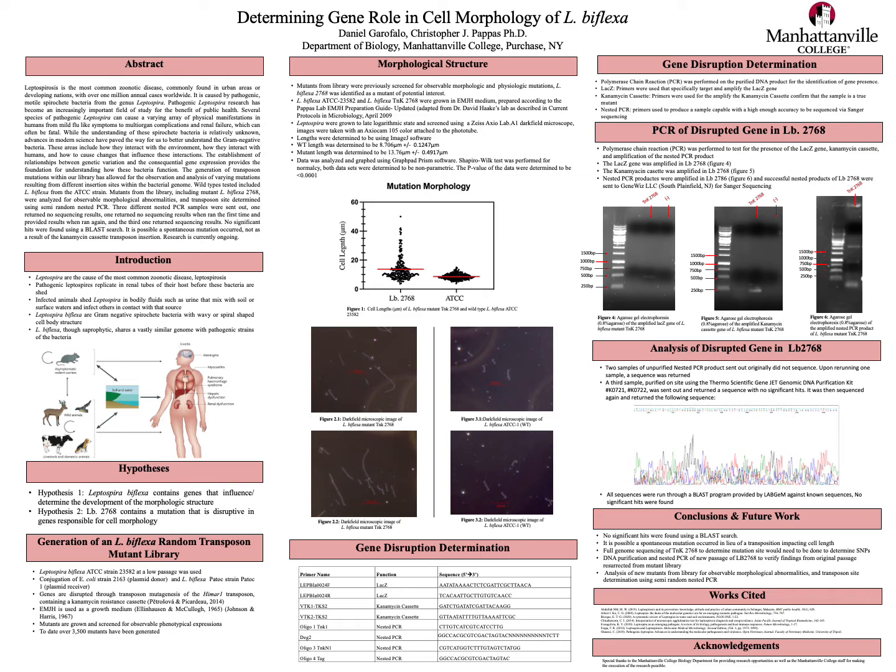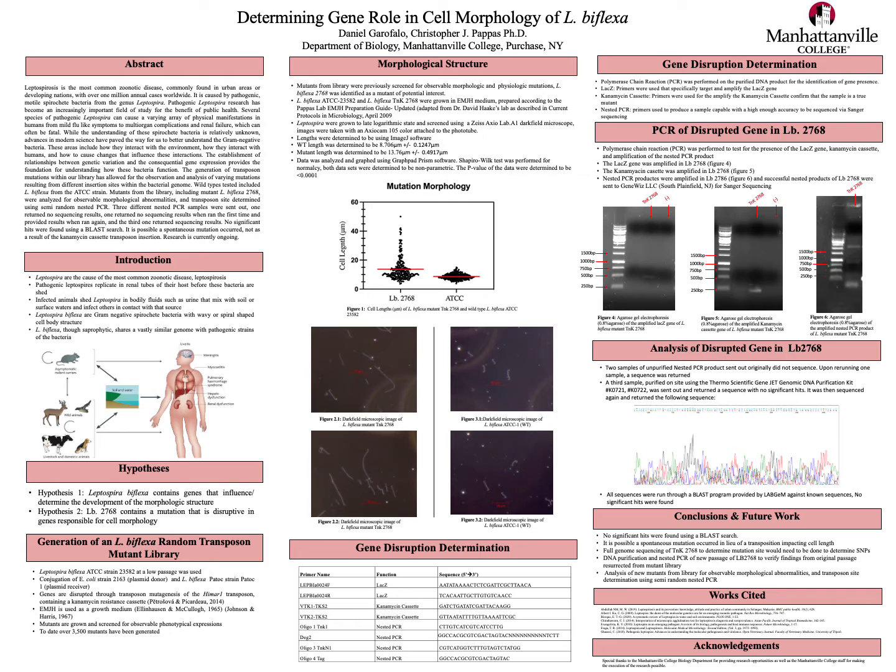Leptospira biflexa, though saprophytic, share a vastly similar genome with pathogenic strains of Leptospira. It is hypothesized that Leptospira biflexa contain genes that influence and determine the development of the morphological structure, as well as the fact that Leptospira biflexa mutant number 2768 contains a mutation that is disruptive in genes responsible for cell morphology.